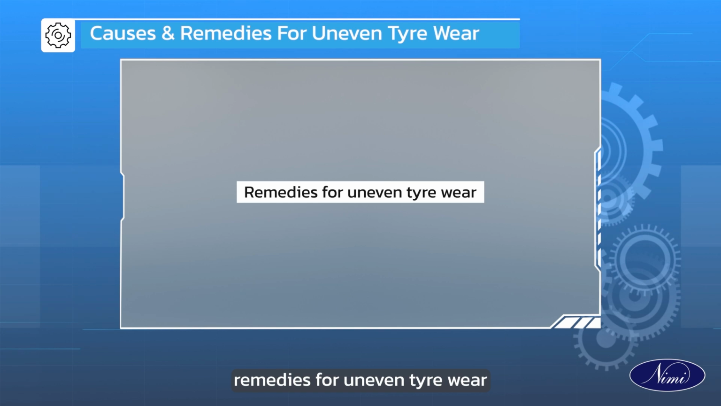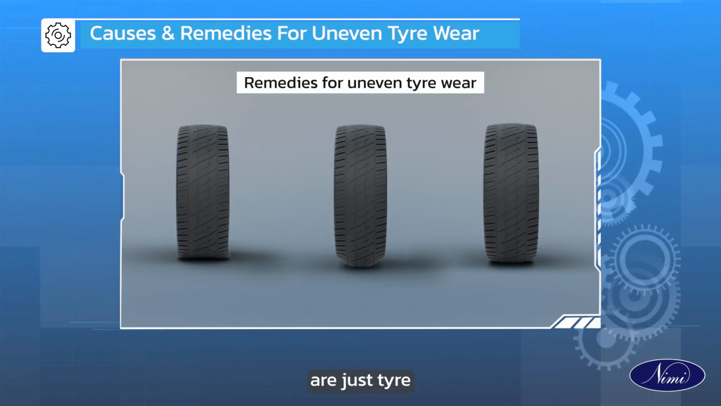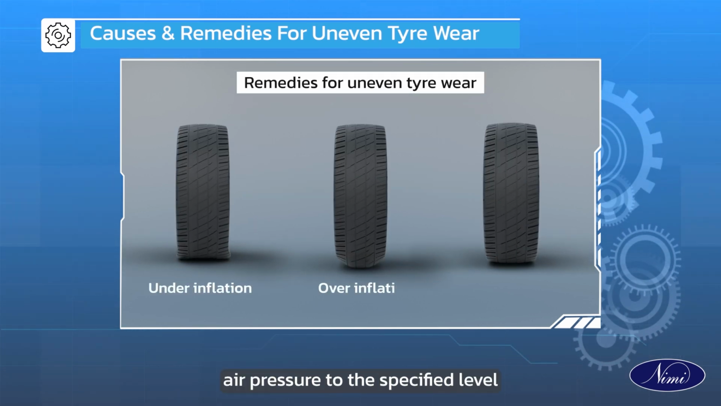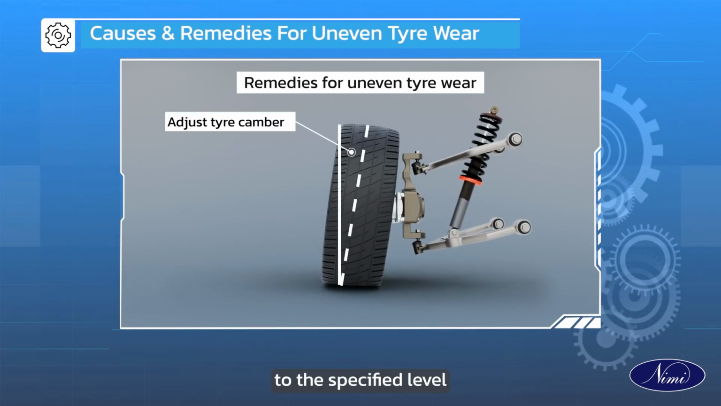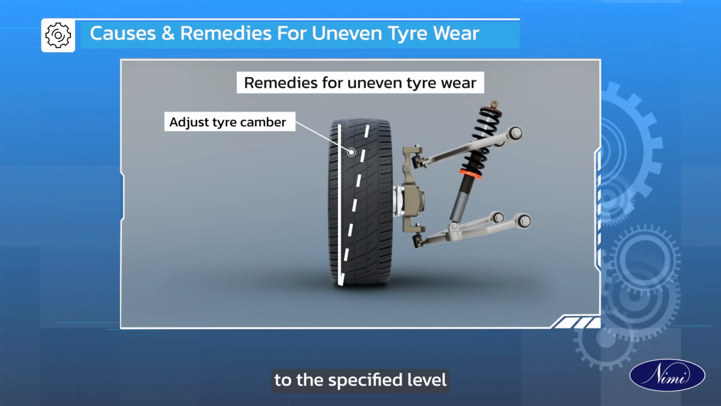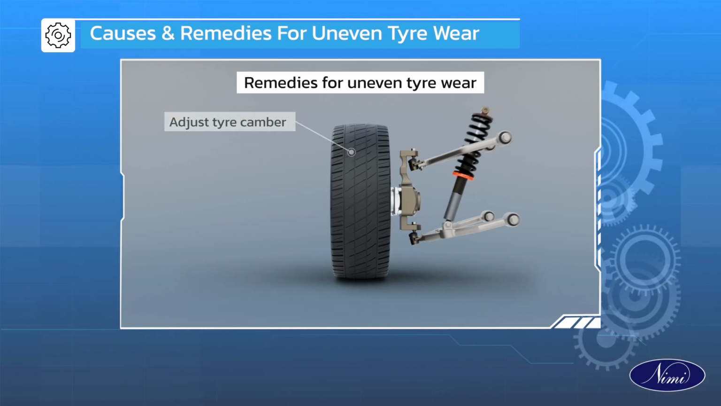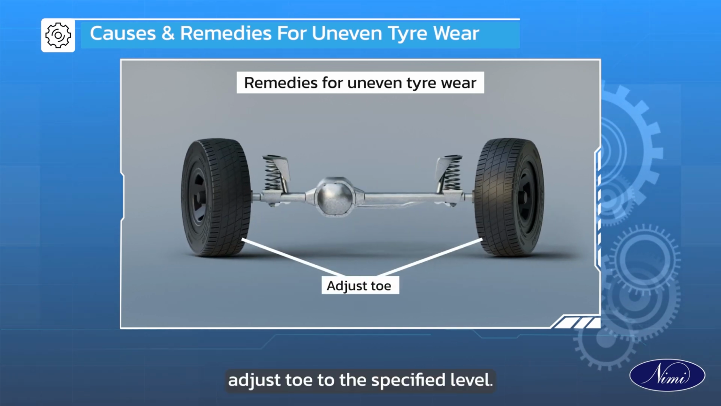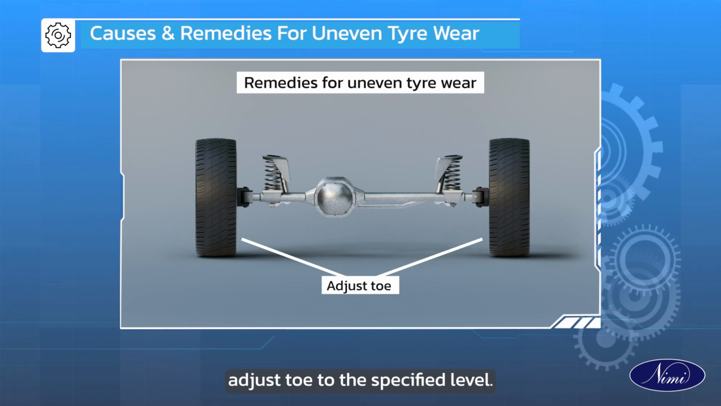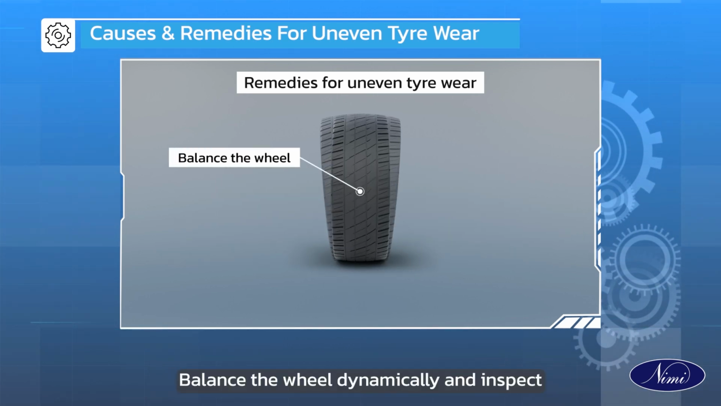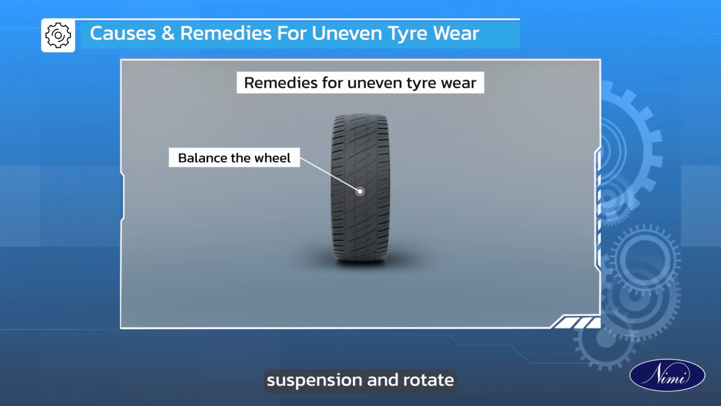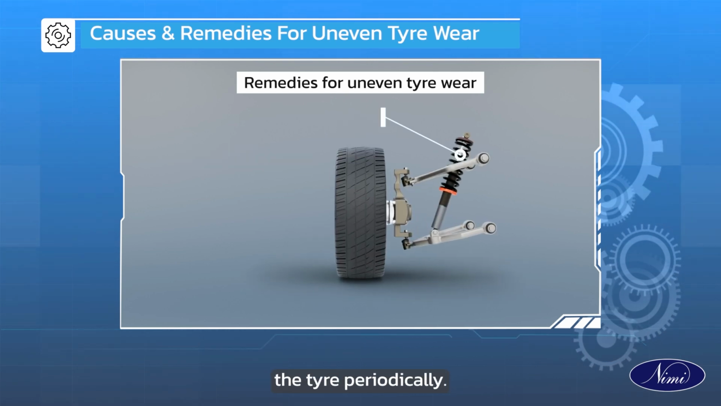Remedies for uneven tire wear: adjust tire air pressure to the specified level, adjust tire camber to the specified level, adjust toe to the specified level, balance the wheel dynamically and inspect suspension, and rotate the tire periodically.